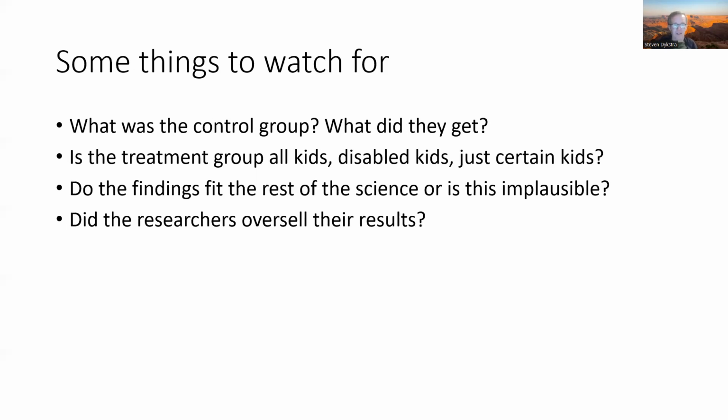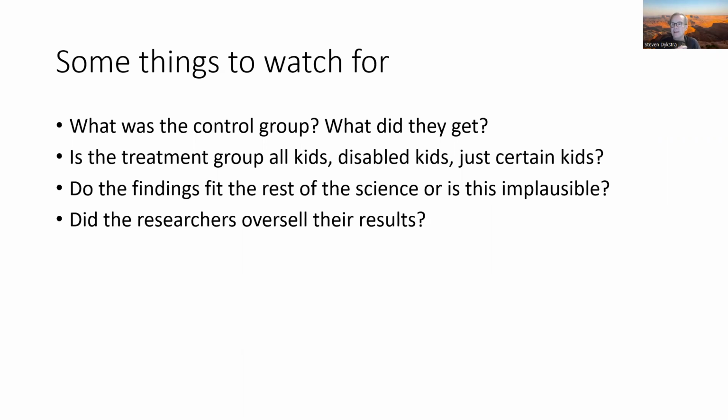Some things to watch for when you're looking at a study. What was the control group and what did they get? I talked about that a little bit earlier. Well, who was in the control group and what did they get? Some simple studies, some very simple studies, and these are very poorly designed, but people can be sucked in by them, the control group is the pretest.